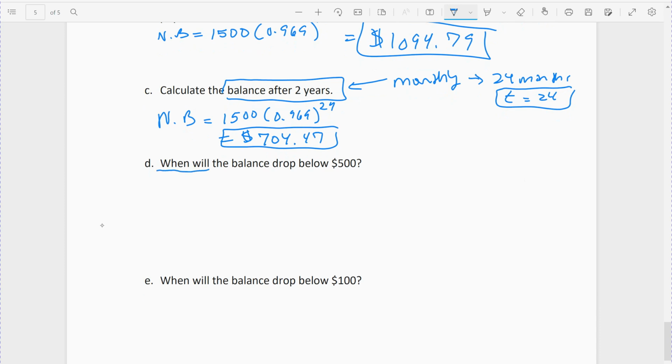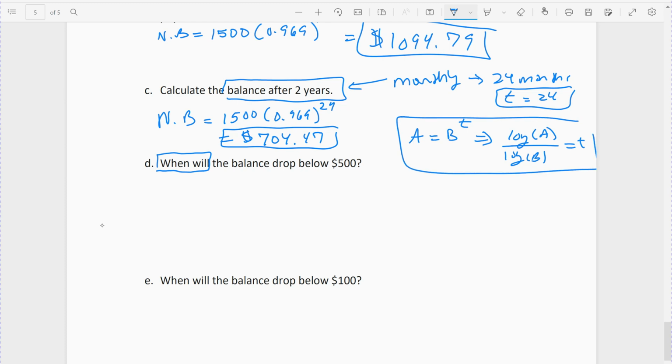When will, so now we're looking for a time. So in this case, we're going to have to go back and remember to use our logarithm equations. So remember, when we have a equals b to the t, we solve that by taking the log of a divided by the log of b. That's going to give me my t. Alright, so we're going to use that formula when we solve it.